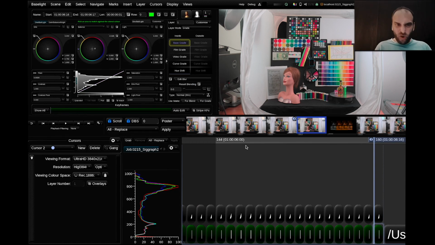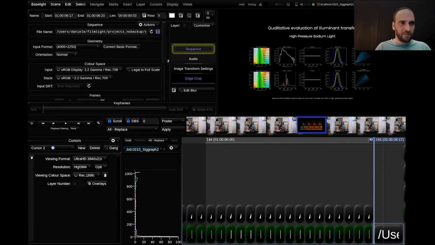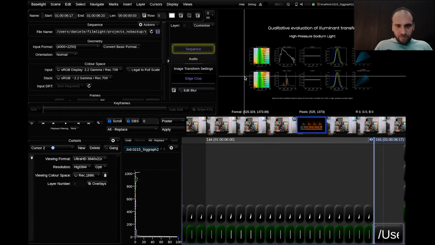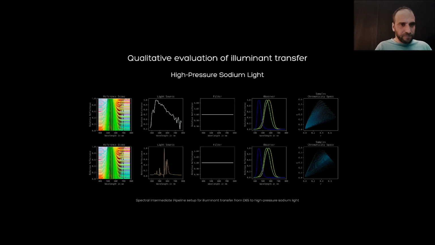So that is the look, basically, that the illuminant imposes onto a set. Let's go full screen again. As we demonstrated, the illuminant is a powerful tool in the toolbox of the director of photography. In professional motion picture pipelines, we expect that the look of the illuminant is carefully chosen and carries the vision of the director of photography.